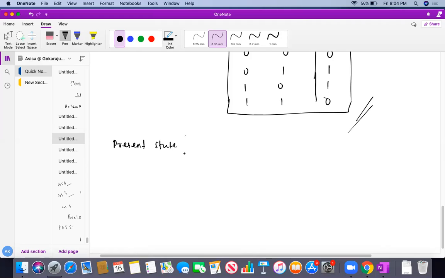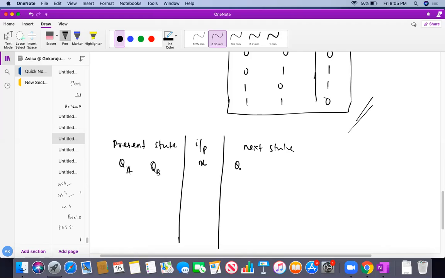Okay. Next, input will be what? X, and present state will be what? Let's say how many flip-flops here? 2 flip-flops. 2 flip-flops means QA, QB. Okay. Next state. Next state means what? QA plus 1, QB plus 1.